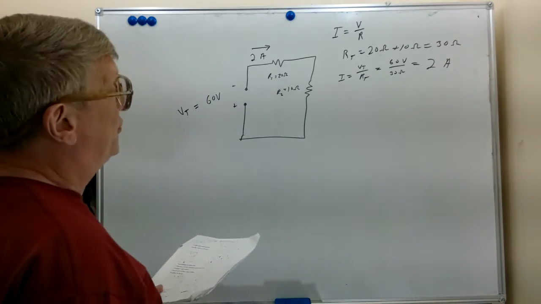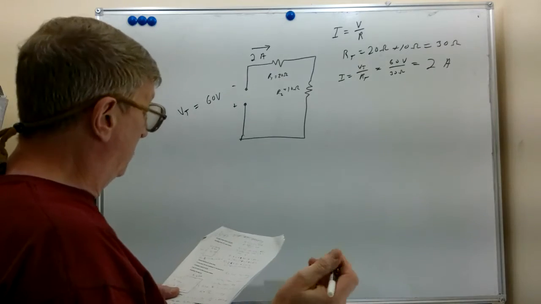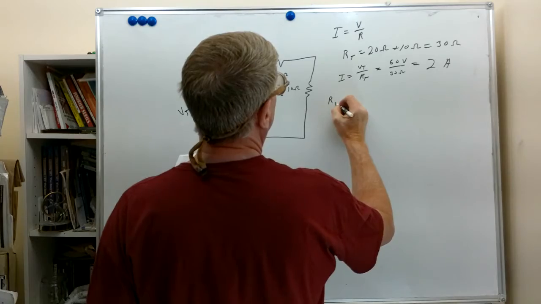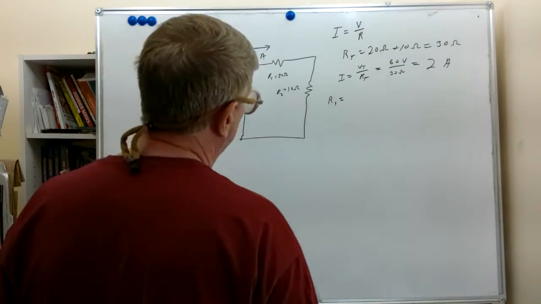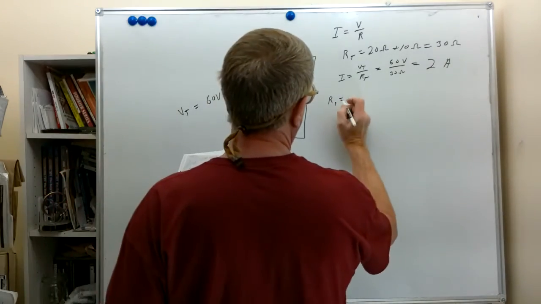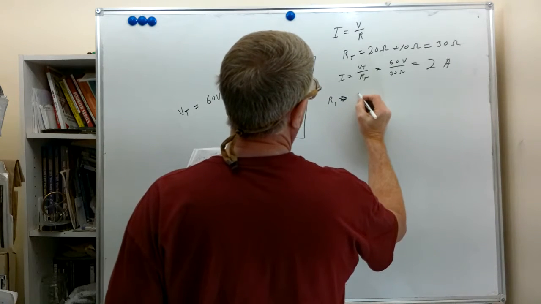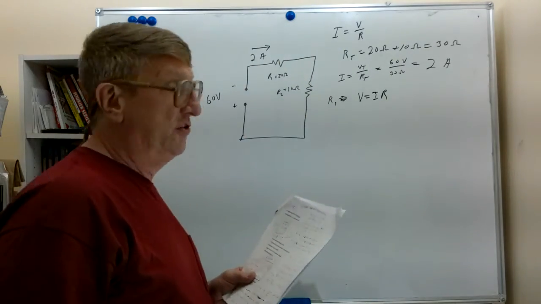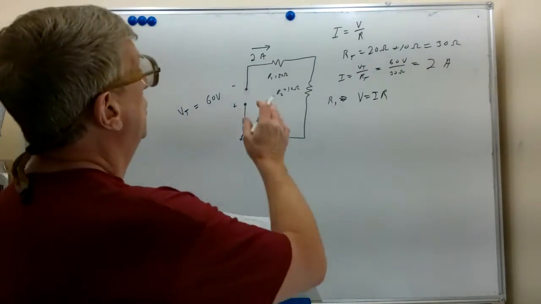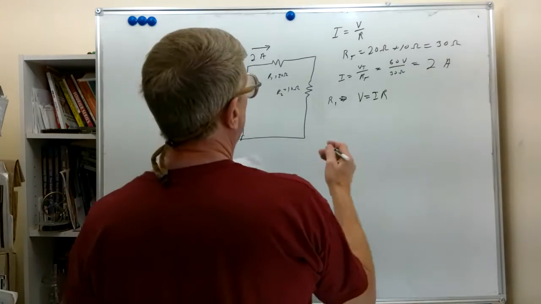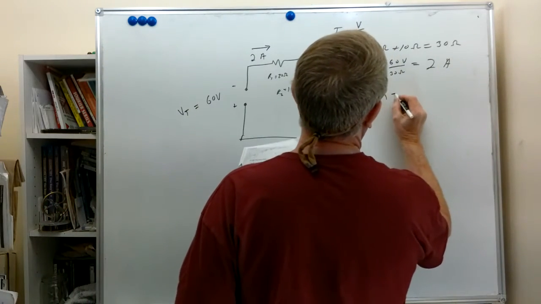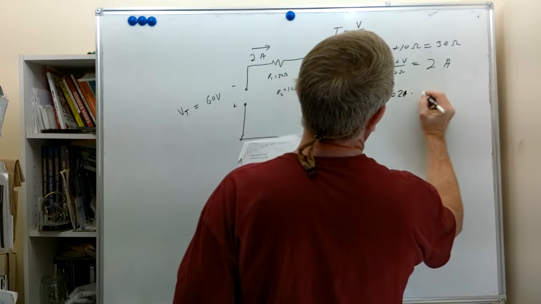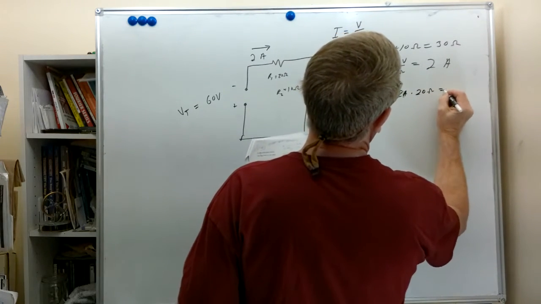Now we'd like to know the voltage across each resistor. So let's take a look at R1. Voltage equals IR. We've been talking quite a bit about IR drop. It means current times resistance. We've calculated the current, 2 amps. The resistance is 20 ohms. So that's 2 amps times 20 ohms, which gives us 40 volts.